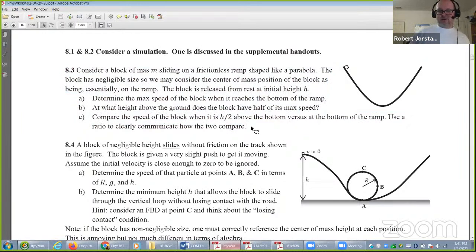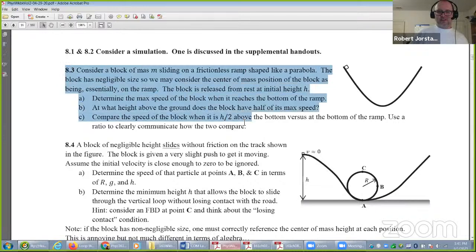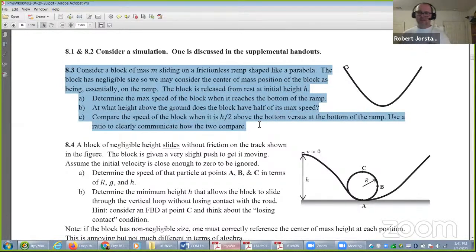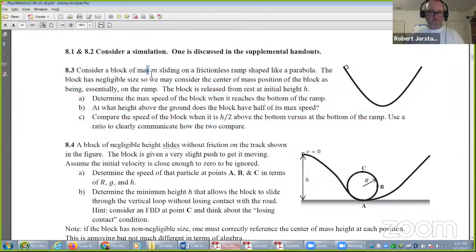If you're curious, this does the algebra of all of that problem here. So let's maybe take a look at this solution. Let's take a second to look at 8.3. This is the math behind the simulation that we just did before. Okay, we've got a block of, oh, whoops, there's an S missing there. Make a note of that. That's weird that that didn't show up. Whatever. Okay. The block has negligible size.